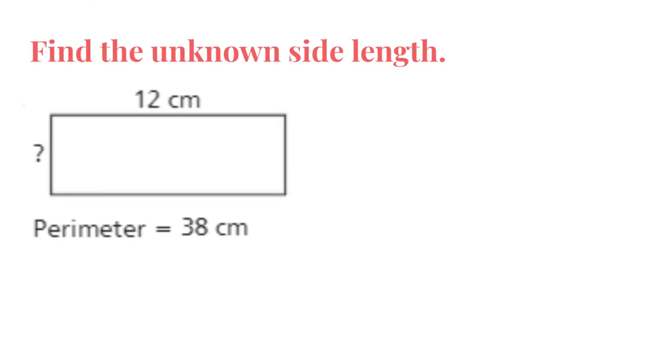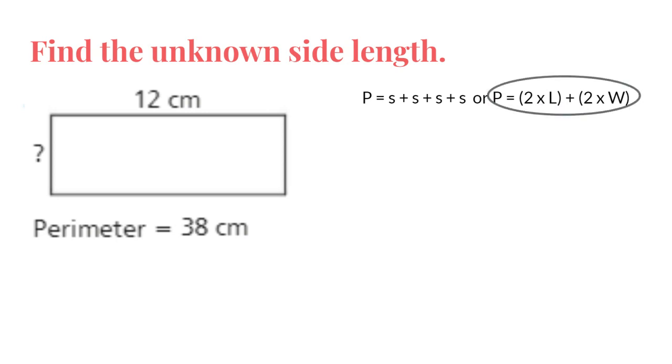Let's practice. We're going to find the unknown side length of this rectangle. I know that this side is 12 centimeters. I do not know what this side is, but I know that the perimeter is 38. So I'm going to start with my formula. The perimeter is equal to side length plus side length plus side length plus side length. Or we can do perimeter is equal to 2 times the length plus 2 times the width. That's the one I'm going to use.